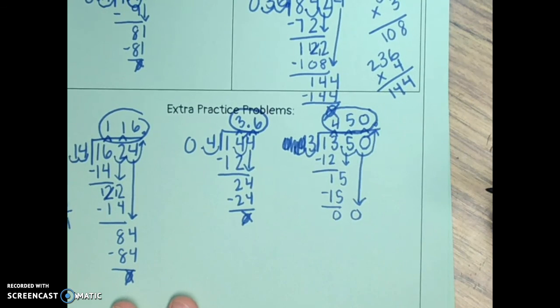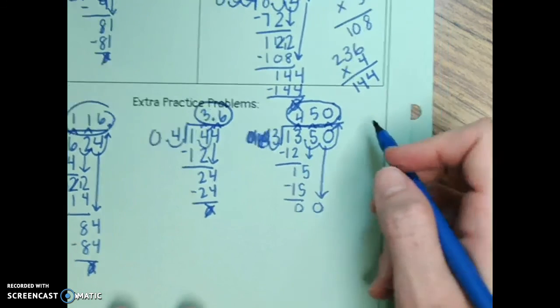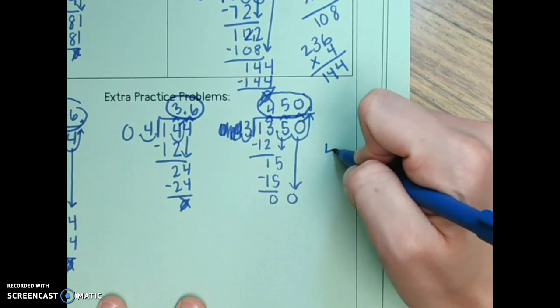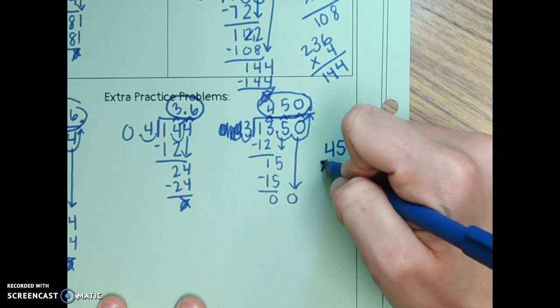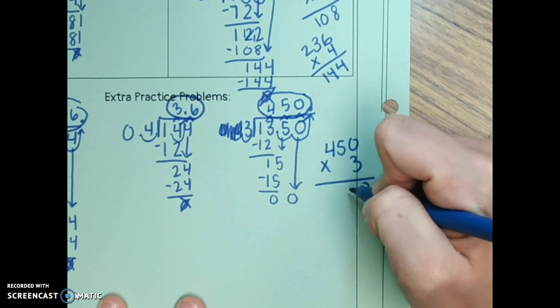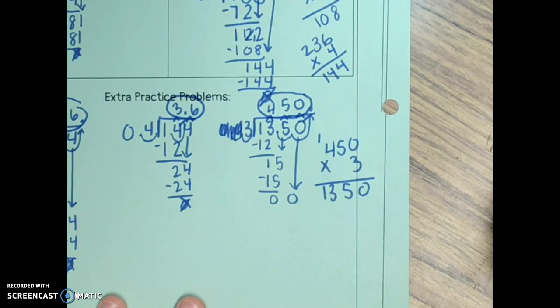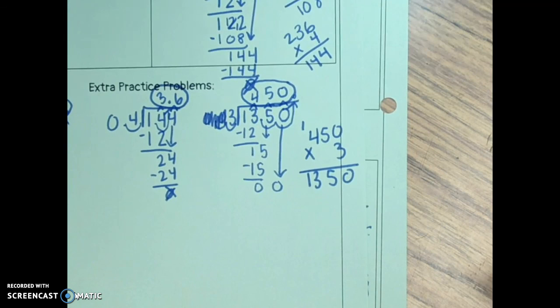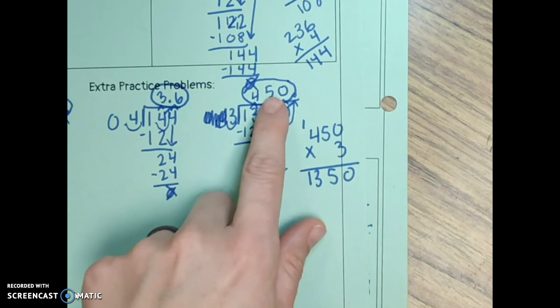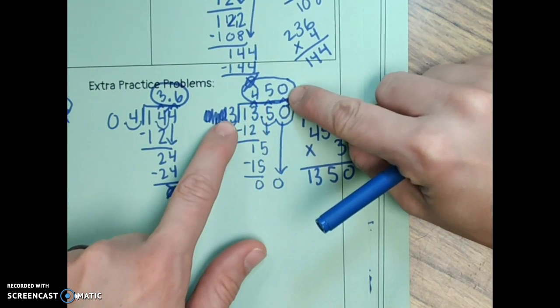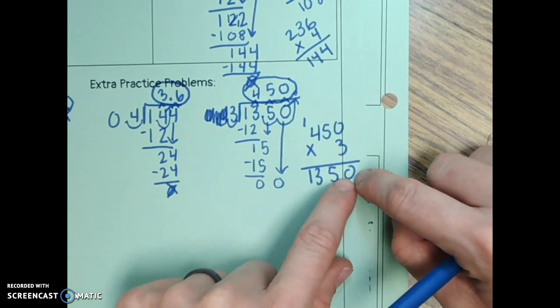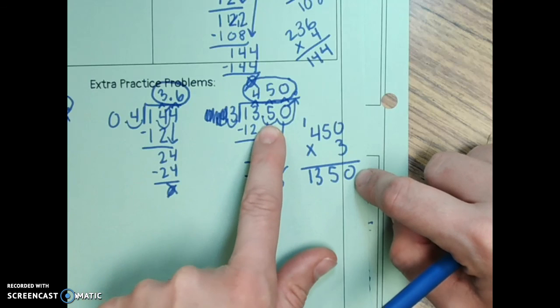Because if you check your answer, you take 450 times 3. Let's see if we get the right answer. That's like 1,350. Did I get the right answer? Yeah. Now, if I would have only done 45 times 3, I wouldn't have gotten the right answer. So, it could be a good idea to check. If your 2 numbers, when you multiply them together, don't equal the dividend, then you did something wrong.